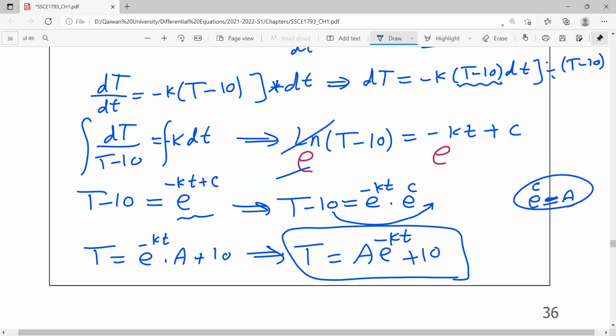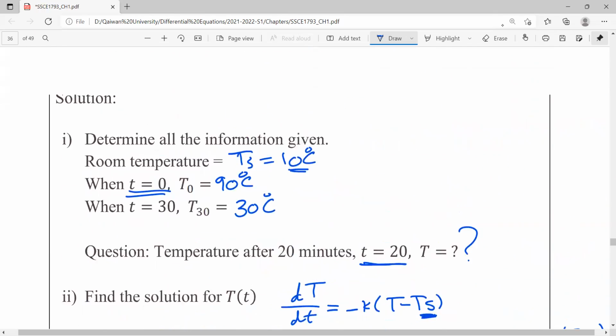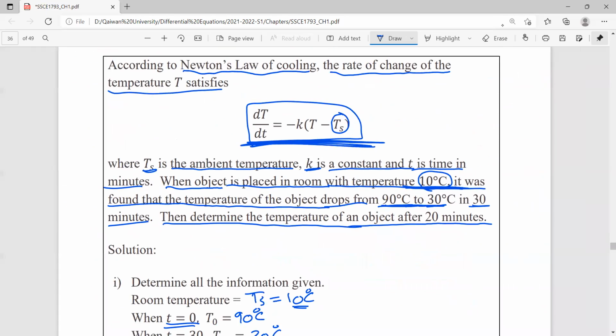K is a constant. We will find it. We'll find it by using the conditions. Here, we talked about the conditions.